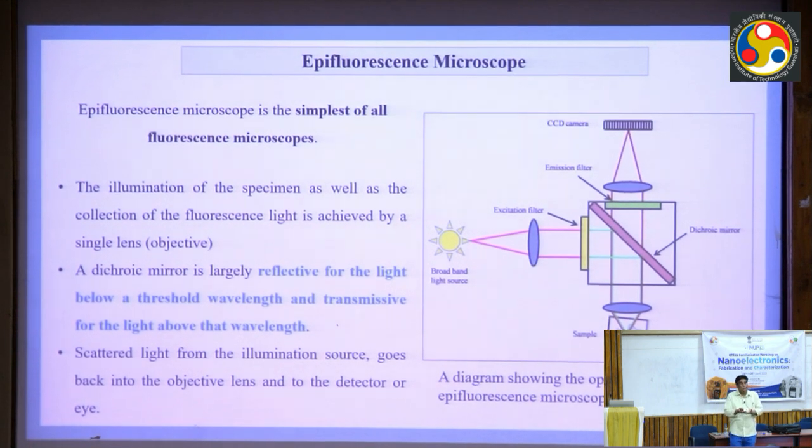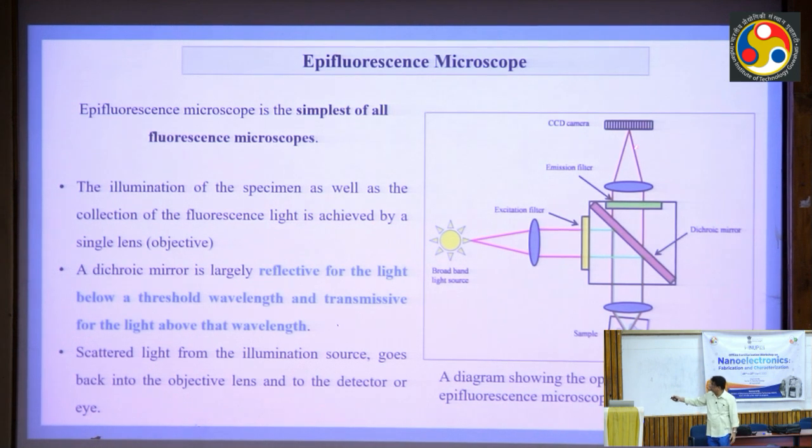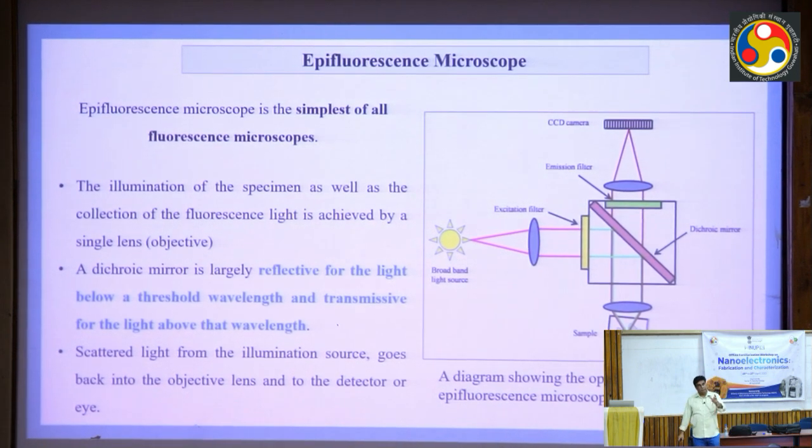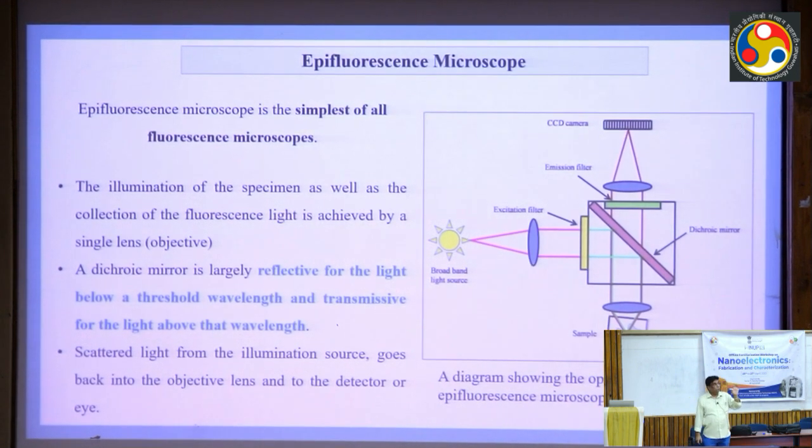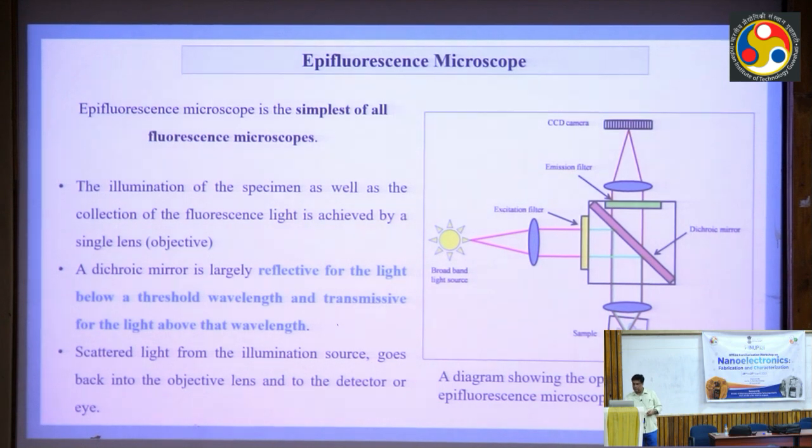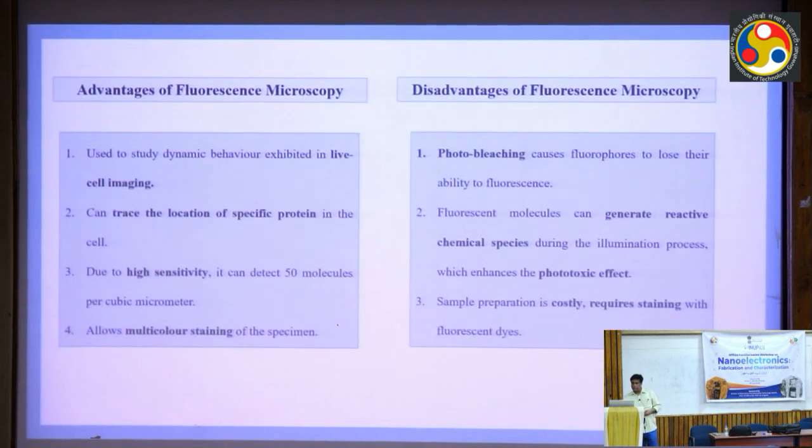They allow that light to be transmitted through this process, and then it gets captured. This is another important part of the microscope in the process, right? So there are certain advantages and disadvantages of the microscope.